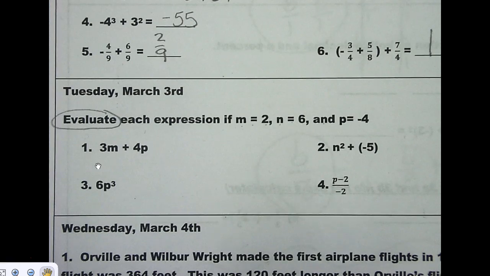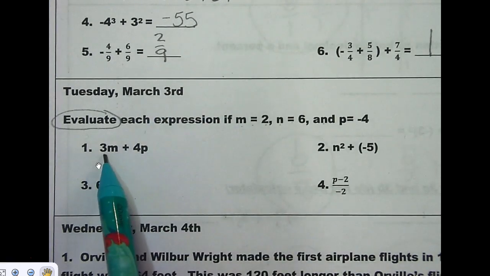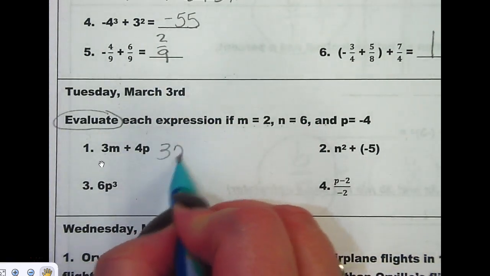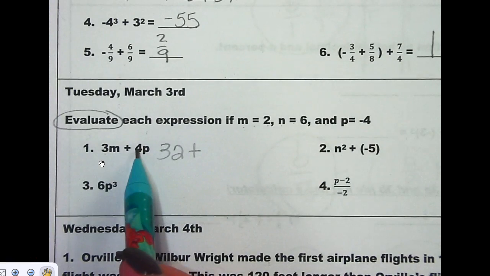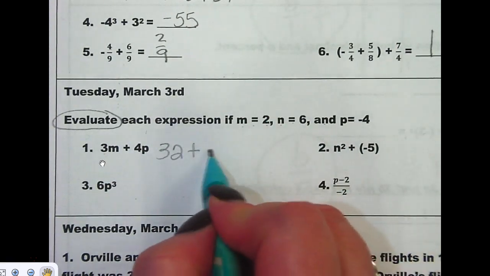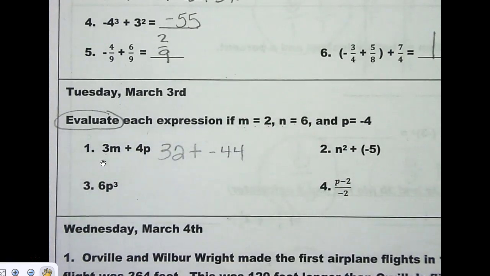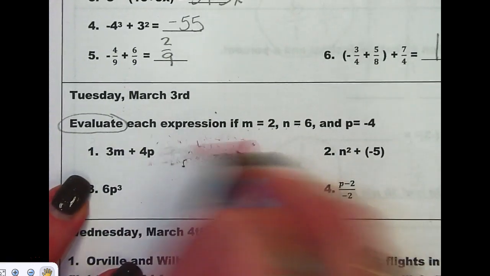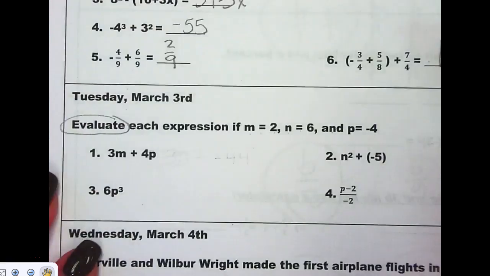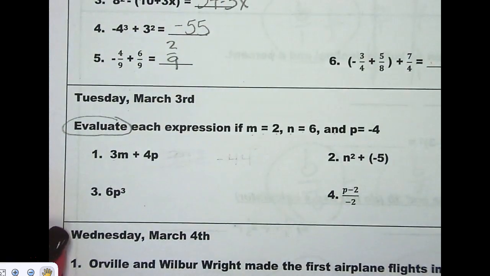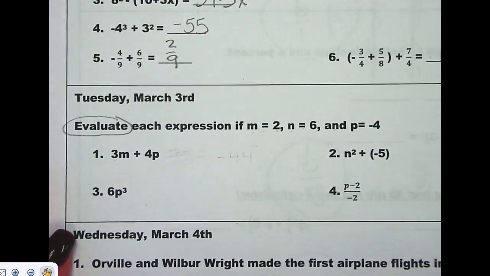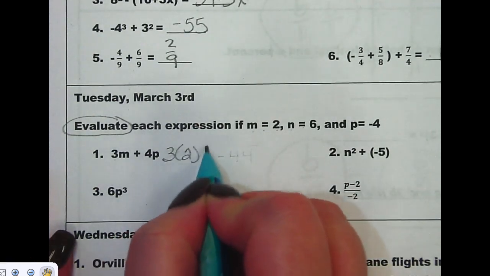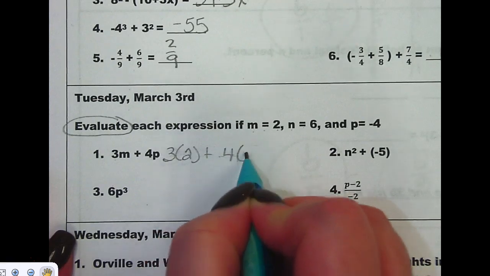substitution. Okay, so if I were to look at number 1, 3m, does that make that 32? 32 plus 4, -44? Is that what that makes that? No. Oh, okay. Somebody help me out. What should it look like? Noelle? 3 times 2 plus 4 plus -4.